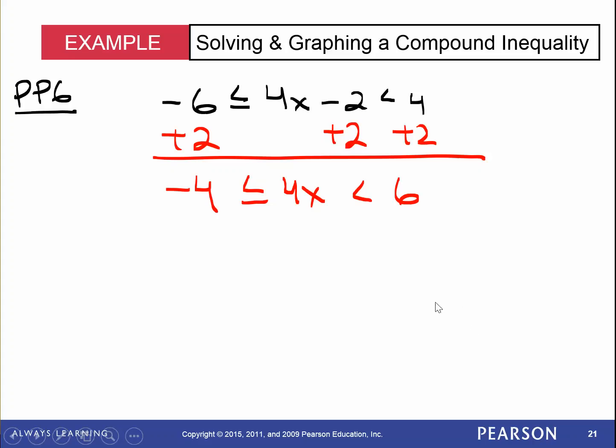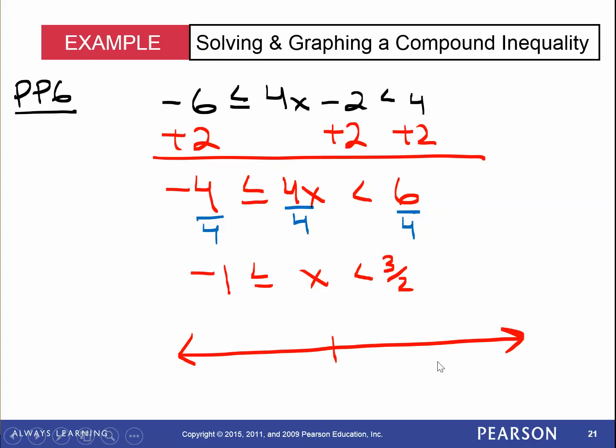What should we do next? Divide by 4 on this side, as well as that side, as well as the other side. Cool. All right, and if that's the case, when you do that, this is the fun thing about short notation for "and." There it is. You're saying that x is between negative 1 and 3 halves.